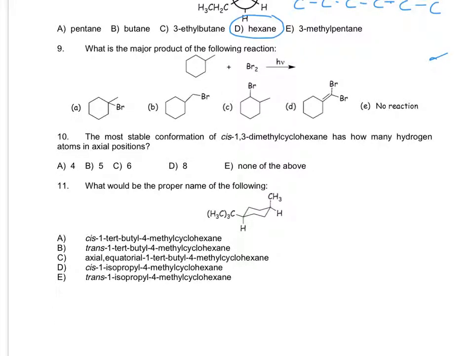What is the major product of this reaction? So here we have some Br2. We have methyl cyclohexane. And this is sunlight. H nu stands for light energy, and this is a very special case. This is a radical reaction.